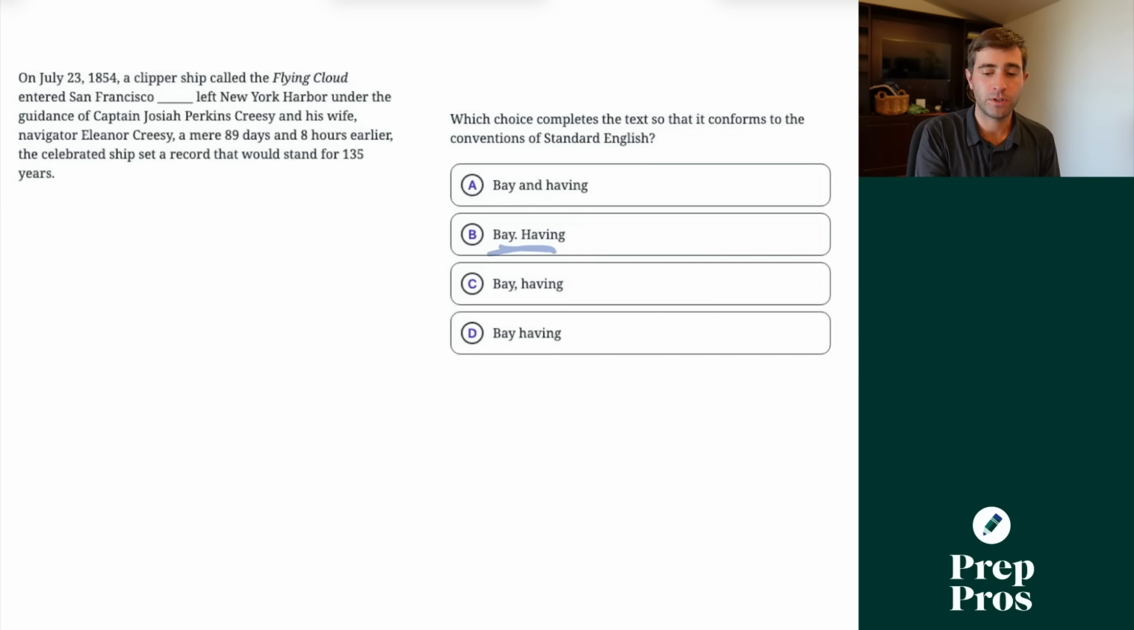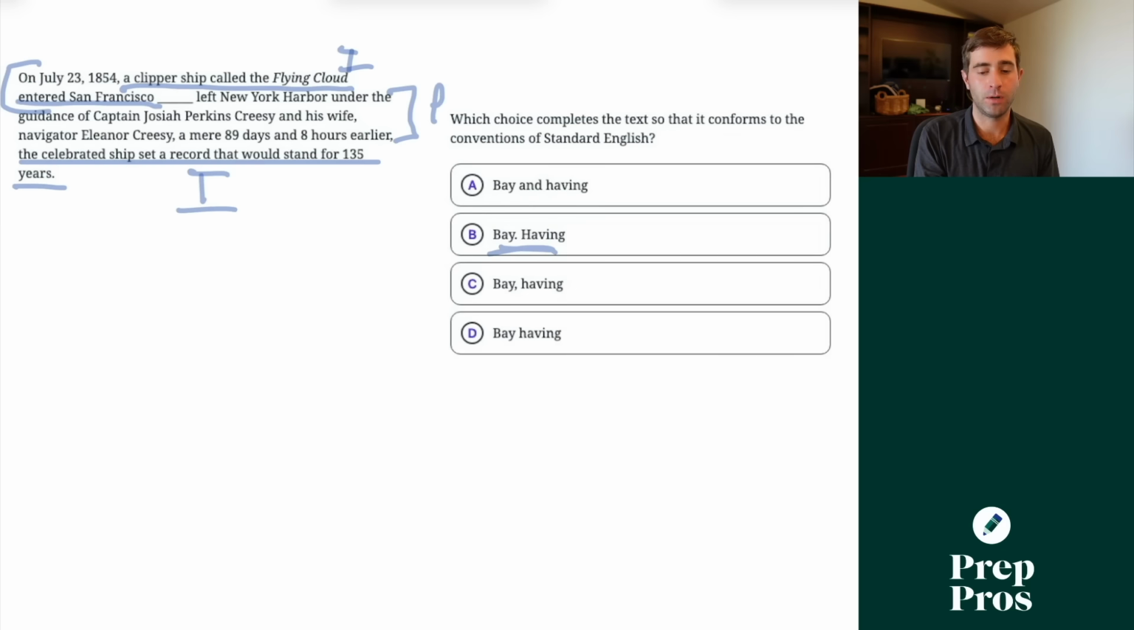So here, if we ever see any of those punctuation pieces that can join 2 independent clauses, we're probably dealing with this type of question. We simply need to check the clauses. On July 23rd, 1854, a clipper ship called the Flying Cloud entered San Francisco Bay. That's an independent clause. Having left New York Harbor under the guidance of Captain Josiah Perkins Cressy and his wife, Navigator Eleanor Cressy, a mere 89 days and 8 hours earlier, this is all a phrase. This also includes some extra information. But the celebrated ship set a record that would stand for 135 years. This is another independent clause. Once we have those 2 independent clauses, we need to pick B.